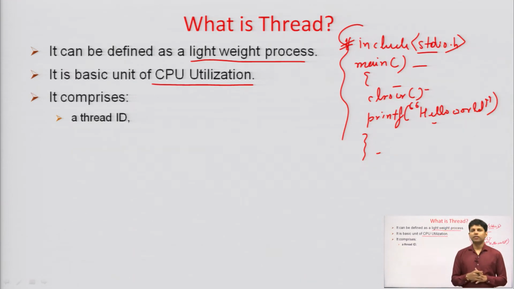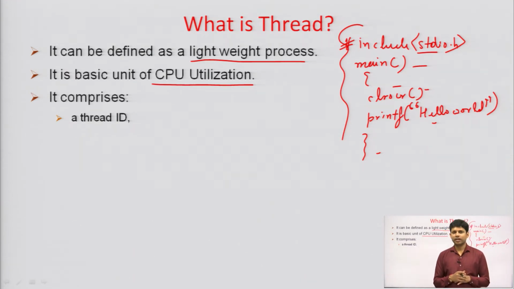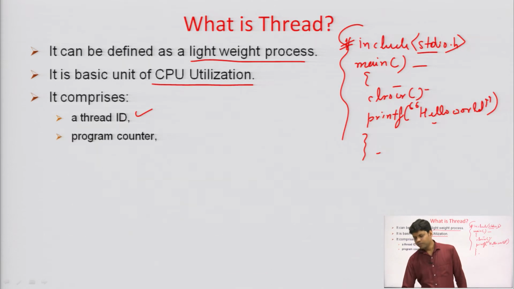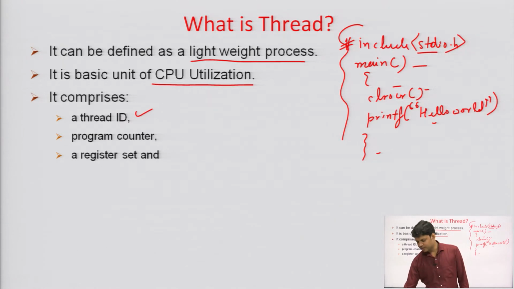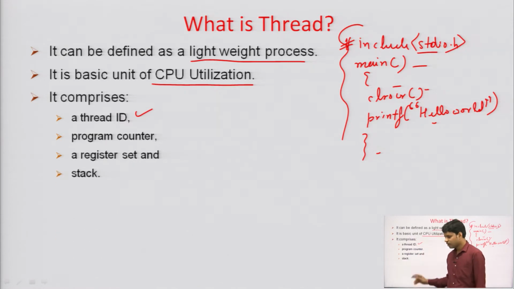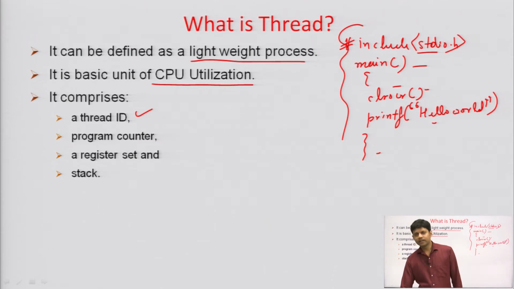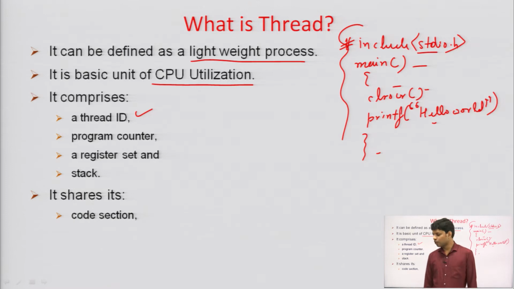Similarly, when you are dealing with a thread, what are the things inside the thread? A thread ID must be there, and then a program counter, of course, then a register set. A register set means the equivalent CPU registers, and stacks. Okay, so this is what a thread contains, and it shares its code section.